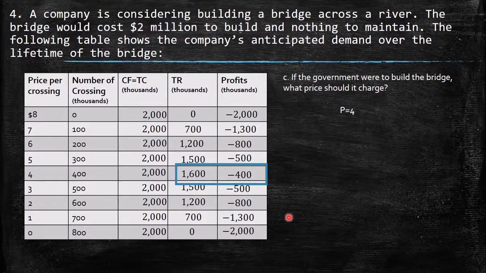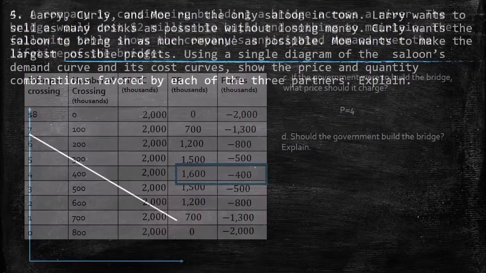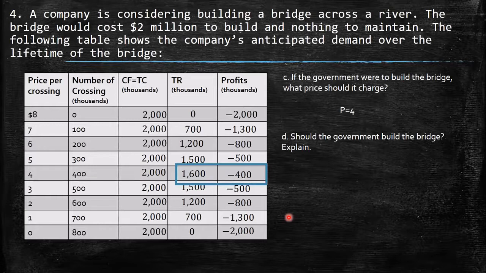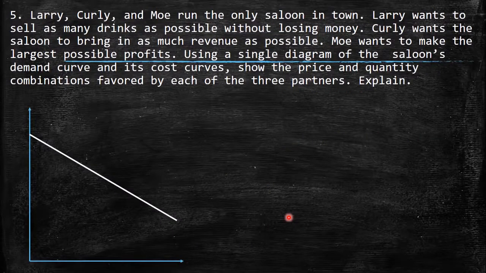The other question said, if the government were to build the bridge, what price should it charge? As we said previously, price equal to 4. Should the government build the bridge? As I said before, from the social welfare point of view, maybe it should be okay, because people need that to cross the river and it's going to be mandatory to build that. But in terms of the economic part, it's not going to be possible because they have losses. The government has losses if they provide this kind of good to the community.